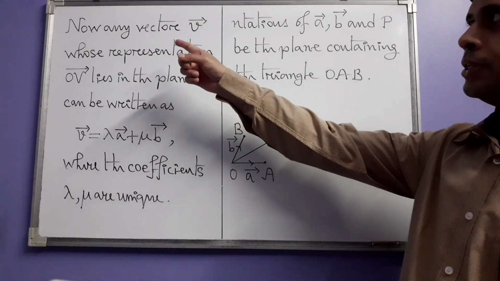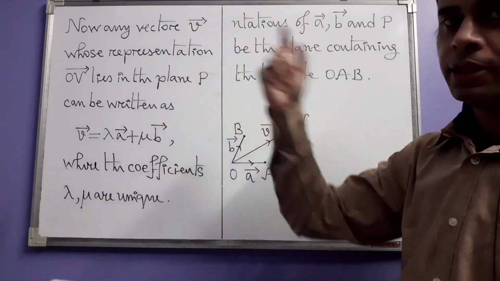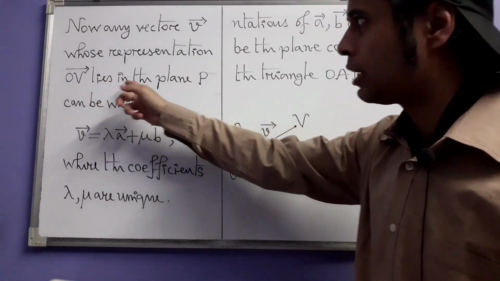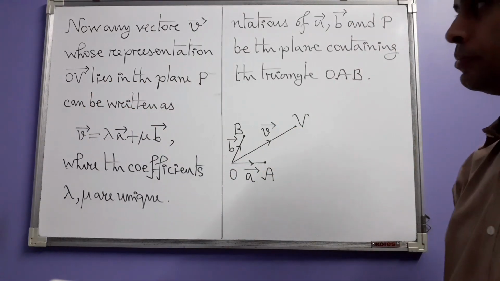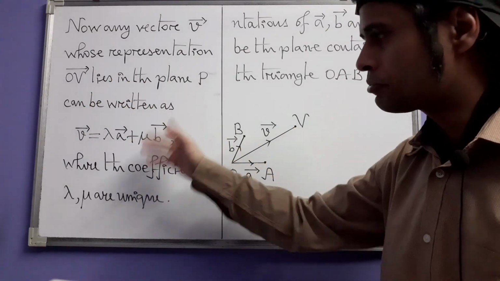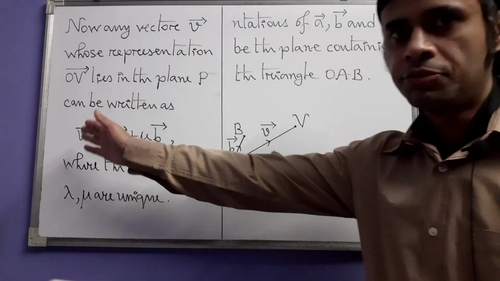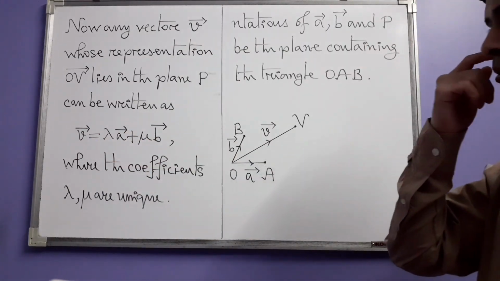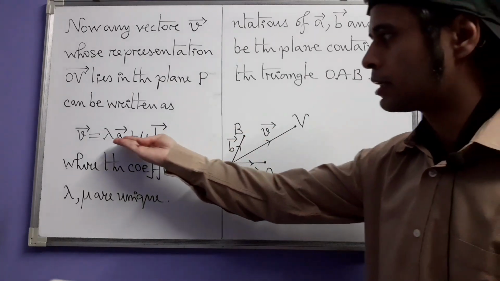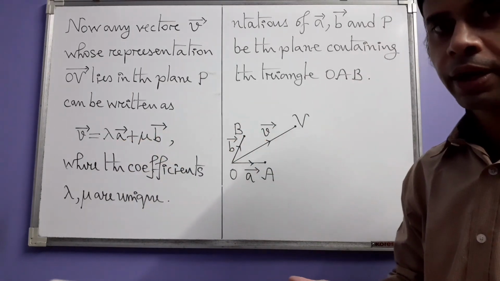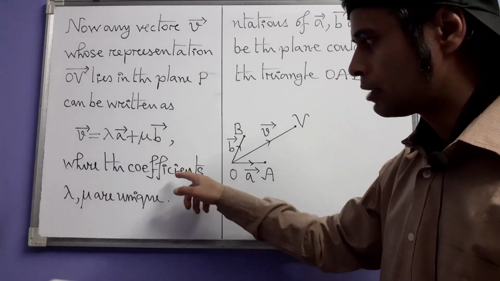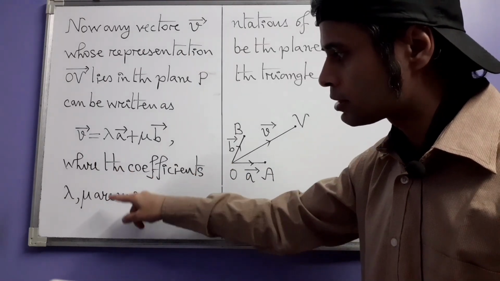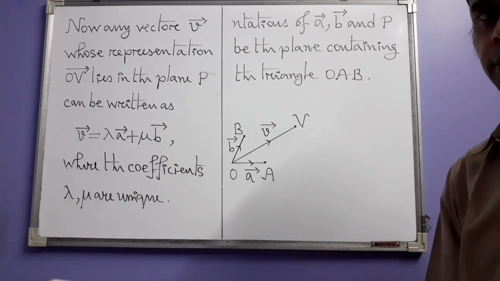And that thing is this. Any abstract vector v whose representation OV lies in the plane P can be written in the following form: v equals lambda times a plus mu times b, where you of course understand that lambda and mu are scalars, they are real numbers which we are calling coefficients, and where these coefficients lambda and mu are unique.